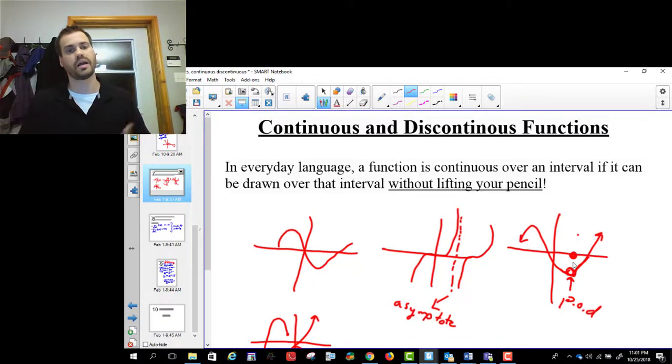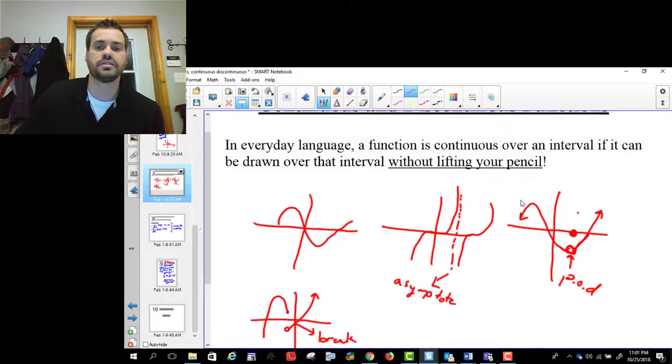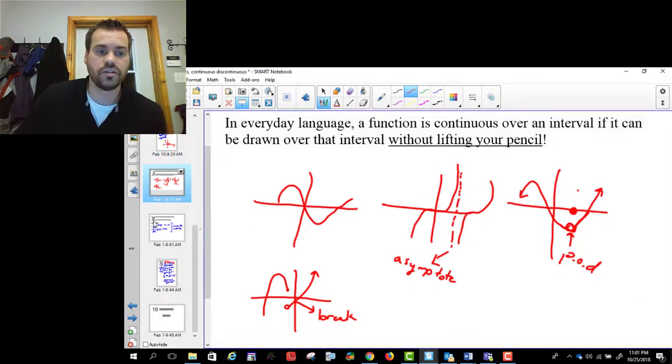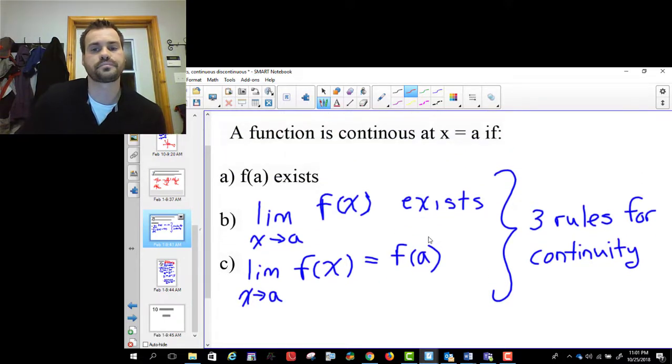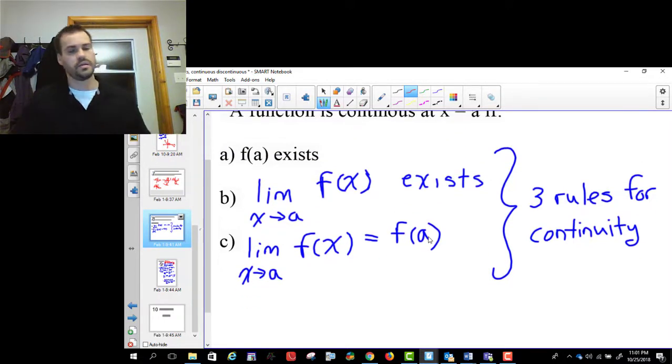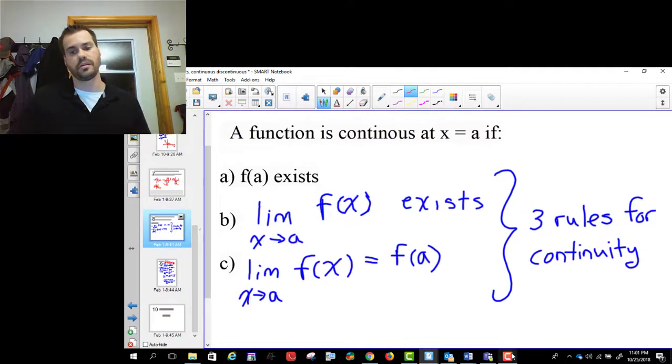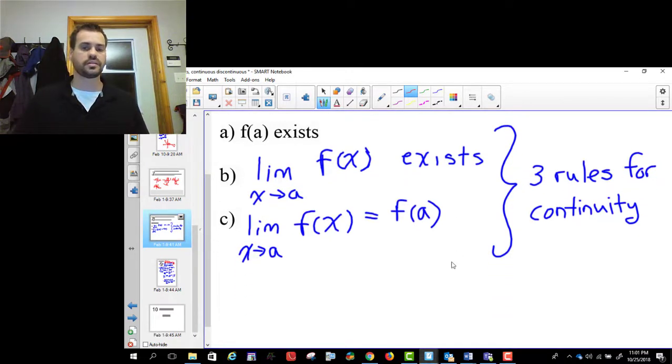But that is what you do with continuous and discontinuous functions. To check continuity, you just have to make sure that these rules are satisfied. If they are, great. If they're not, it's discontinuous. So we're going to stop there. We'll do some practice questions, but that's continuity.